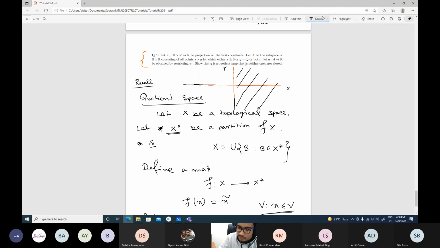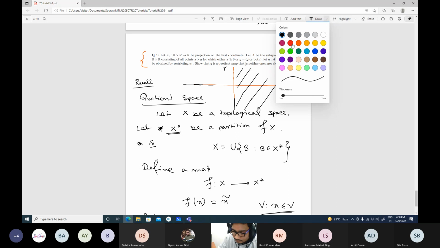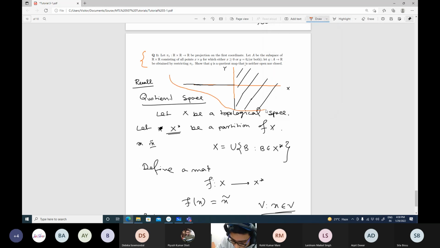Okay, so should I solve this one or leave it for you? If you want me to solve this one, I will solve. Otherwise, I will leave it for you. Tell me quickly.